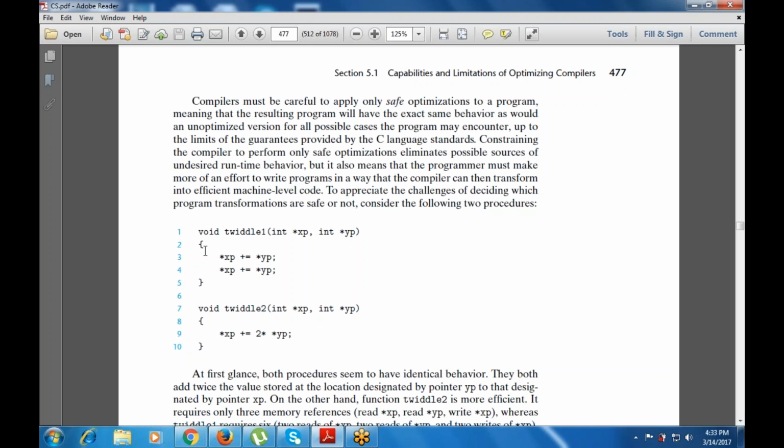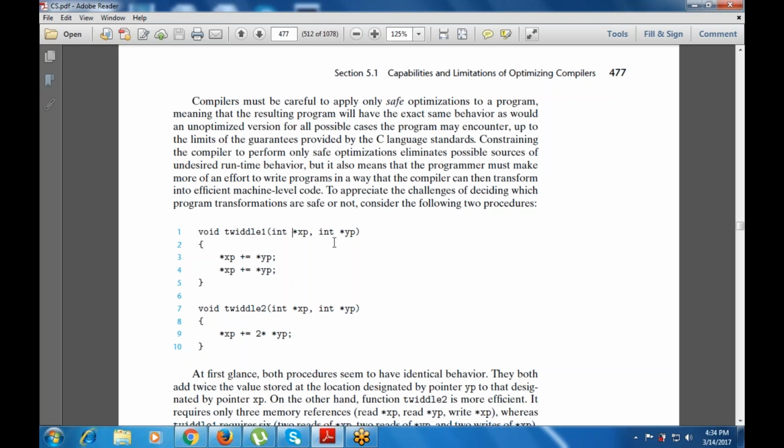This is void twiddle1 with int pointer xp and int pointer yp. Now we are taking the pointers xp and yp, so memory will be reserved for these variables. Then *xp += *yp. This is again the next pointer: *xp += *yp. Then twiddle2 with int *xp and int *yp: *xp += 2 * *yp.